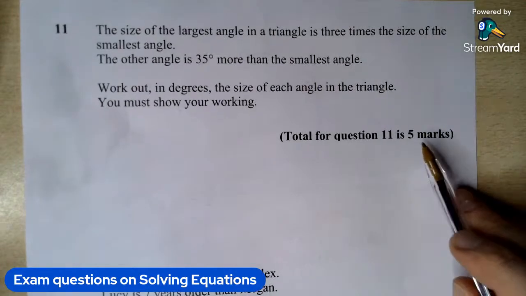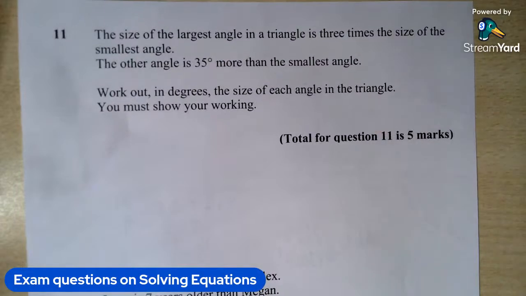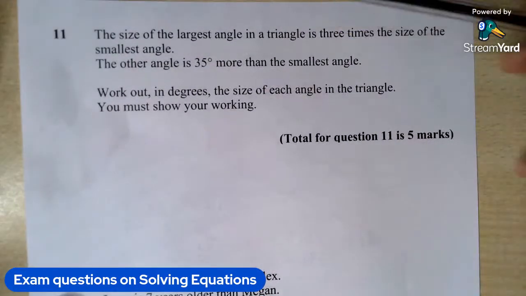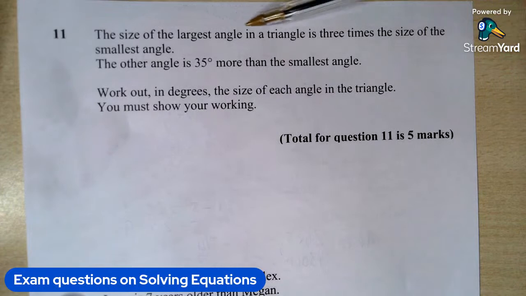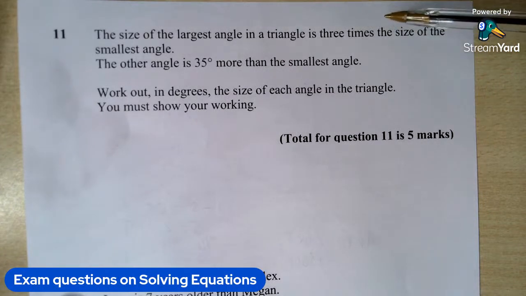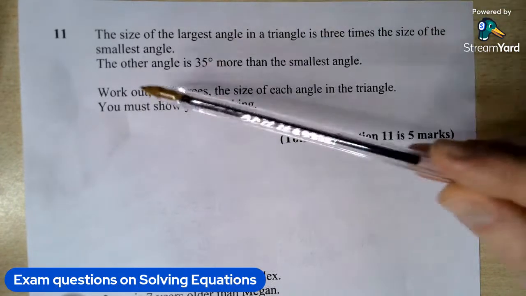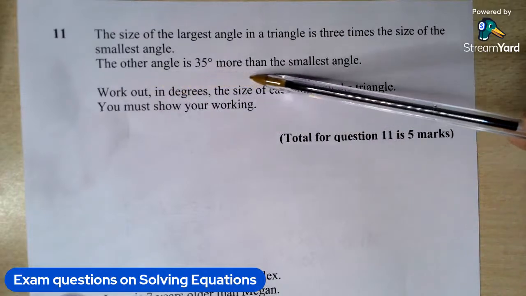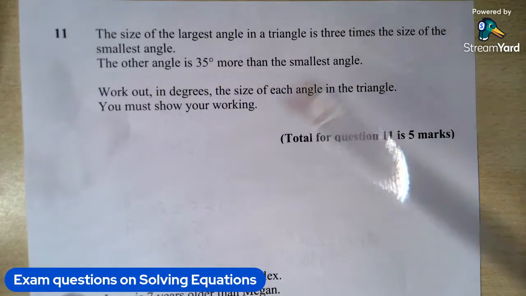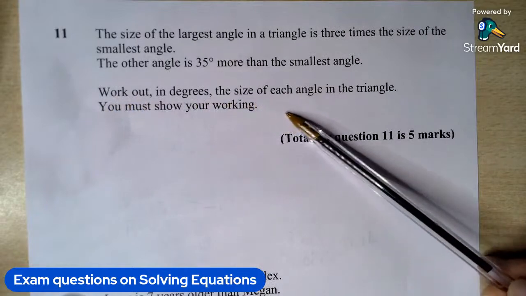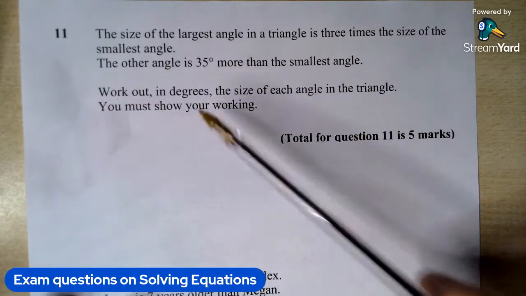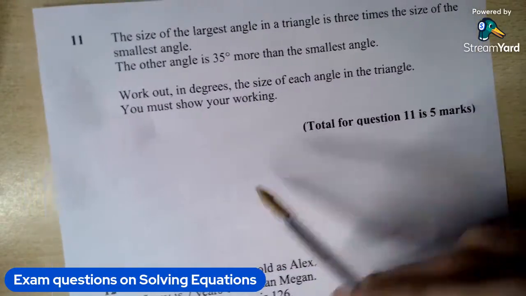It is 5 marks as well. Okay, so it's going to need a bit of working out. Right. The size of the largest angle in a triangle is 3 times the size of the smallest angle. The other angle is 35 degrees more than the smallest angle. Work out in degrees the size of each angle in the triangle. You must show your working out. So really important showing our working out.